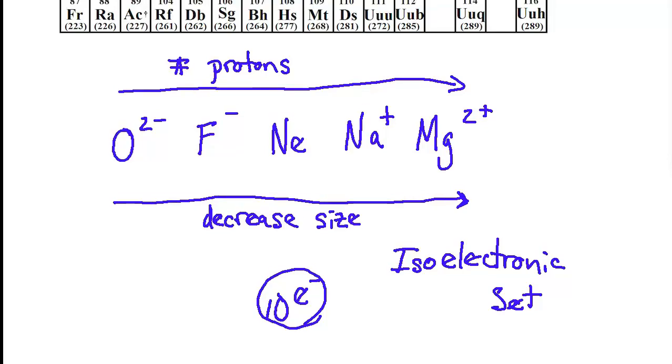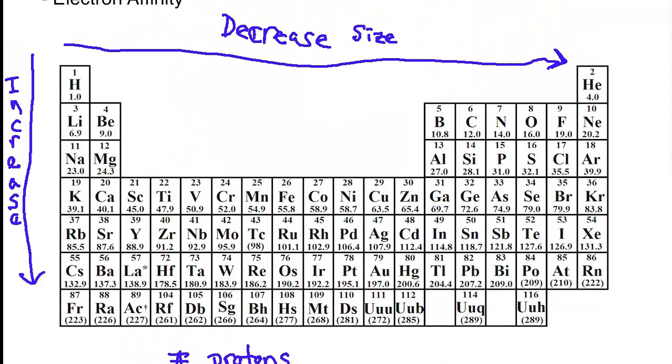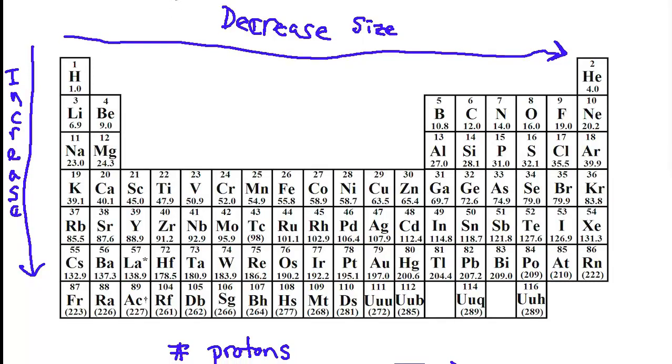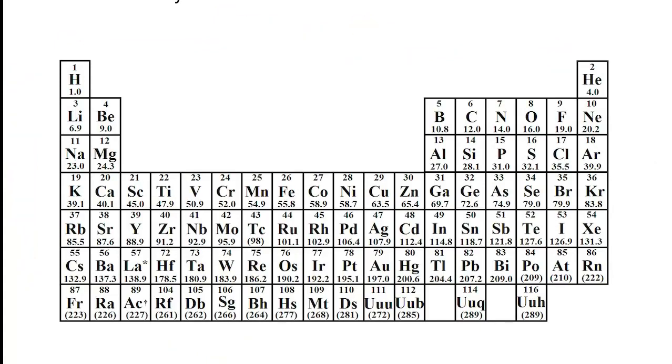So that covers the atomic radius trends. So again, let's just go up and recap. I've got an increase in the atomic radius as I go down, and I've got a decrease in the atomic radius as I go across. So that's for the radius size. So the next thing we're going to take a look at is ionization energy. So let's go ahead and clear this board, and then we'll take a look at ionization energy.